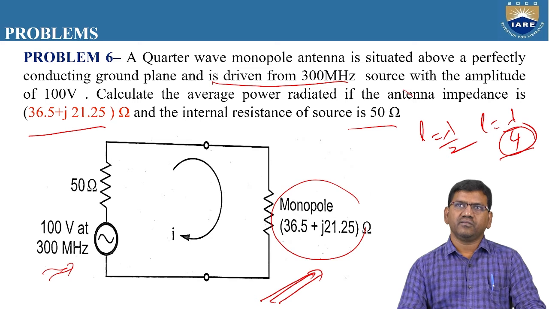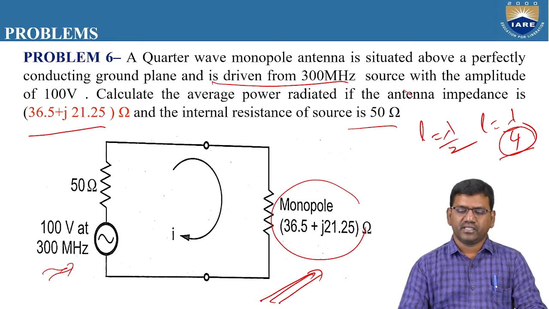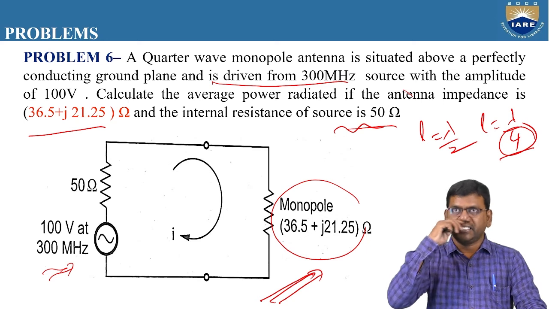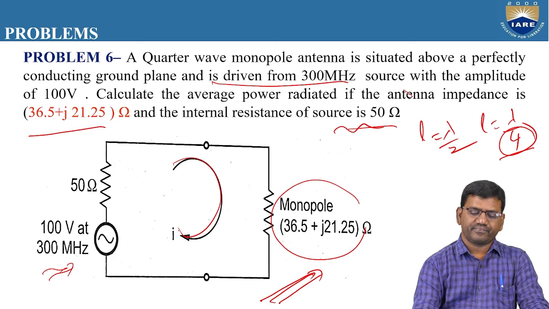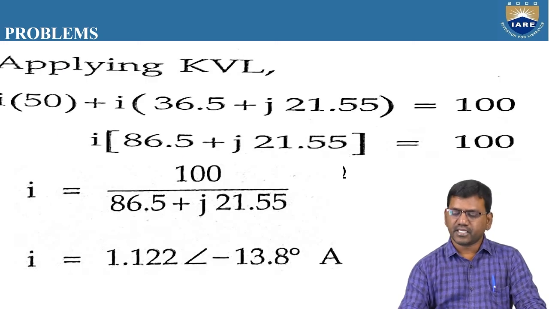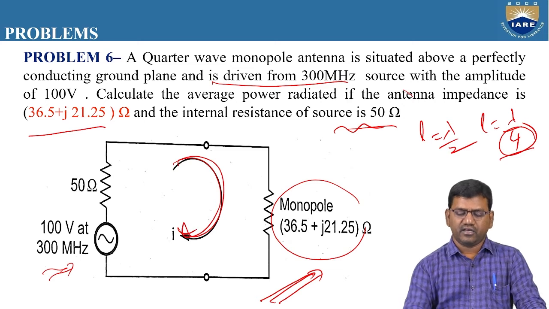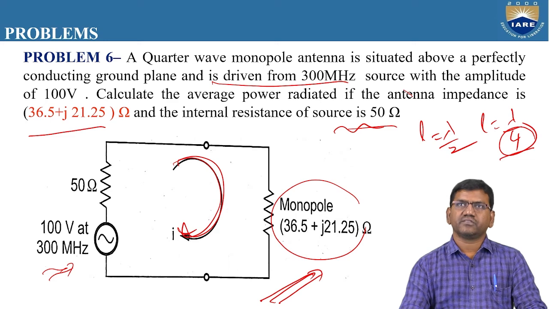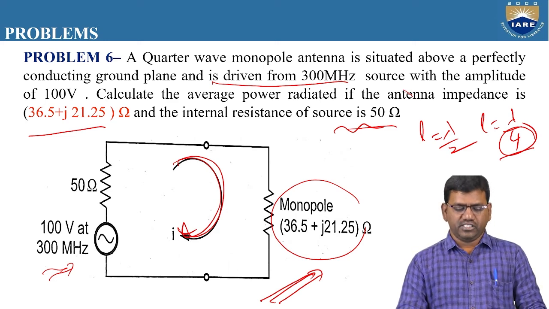And for every antenna, there will be some internal resistance, whatever the antenna it may be. So that internal resistance of the source is given as 50 ohms. So if you apply the KVL for this loop, to determine the average power radiated, we need to write some KVL equation for this loop.